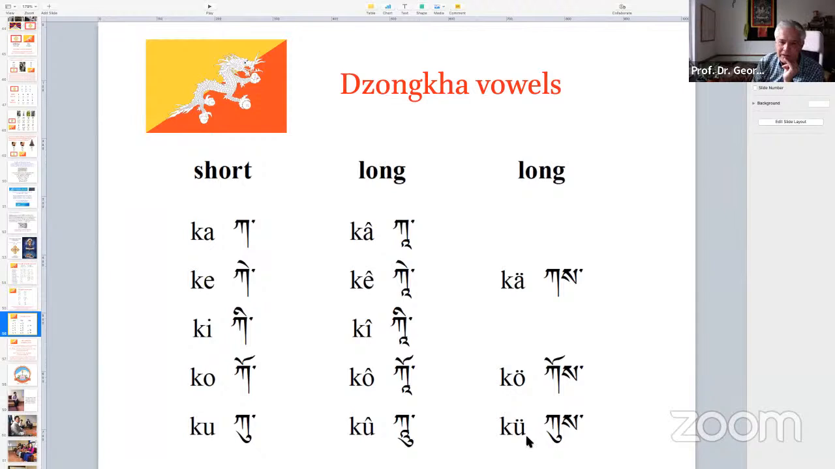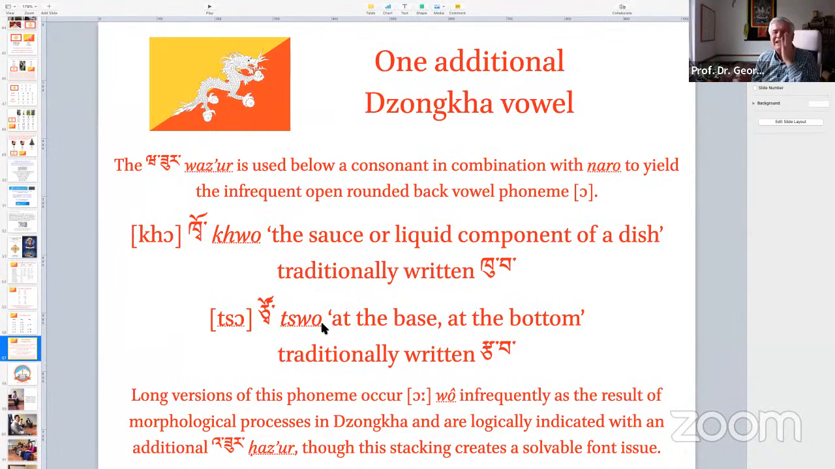This already, if you look at this right here, ke, ki, ke, if you happen to speak Shigatse dialect of Tibetan, of central Tibetan, you say, oh my goodness, those are quite a lot of vowel phonemes you have there, because you may not have as many if you happen to come from Shigatse. But a Dzongkha speaker has these distinct sounds. You also have one that is not indicated in the phonology at all, and these are real Dzongkha words, but there's almost no way to write them, ka and tsa.